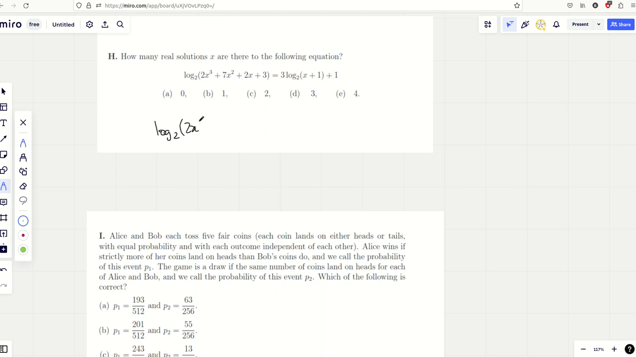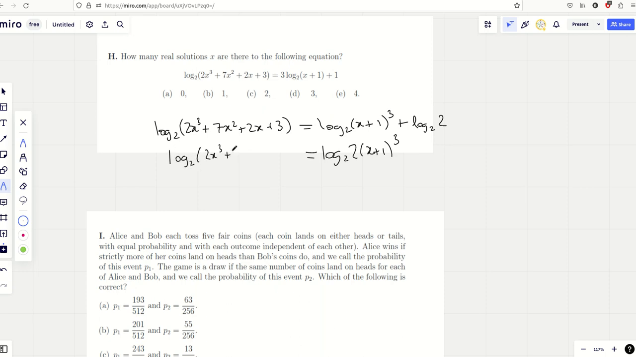So what do we got? We've got 2x cubed plus 7x squared plus 2x plus 3 equals log base 2 of (x plus 1) cubed plus 1, and I'm going to turn that 1 into log base 2 of 2. That's a standard technique. Add it together and you get log base 2 of 2 times (x plus 1) cubed. Now, you might naively think at first, and you actually get away with it, because it happens to be the case, that all you've got to worry about is how many solutions there are to this cubic equals this cubic.